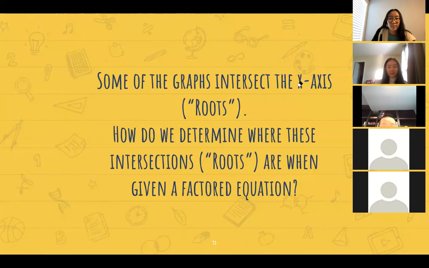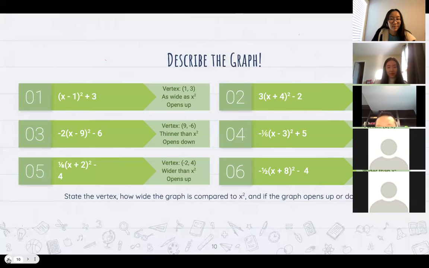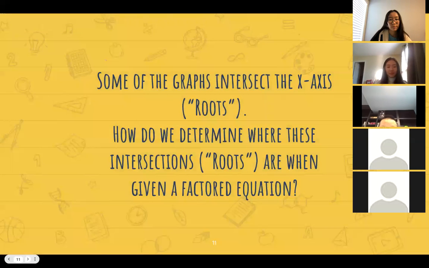Wait, could you go back to the last slide? Yes. So for the number in the parentheses, you flip the sign, and for the number not in the parentheses, you keep the sign the same. Yes, exactly. So parentheses flip, no flip. Okay, thanks. That was a good question.